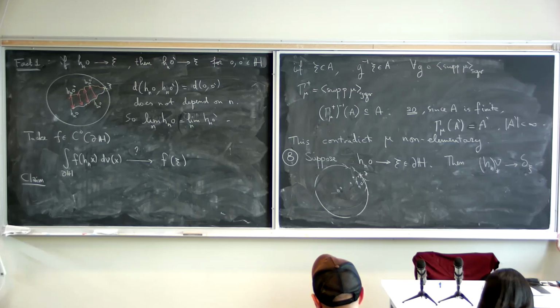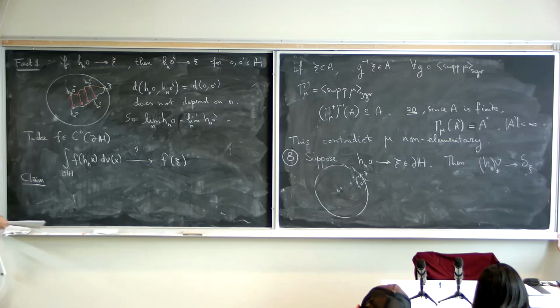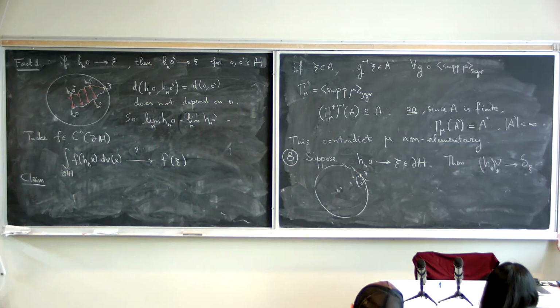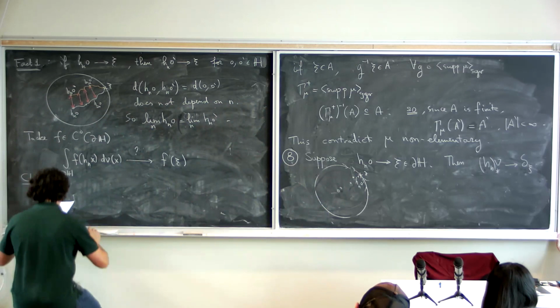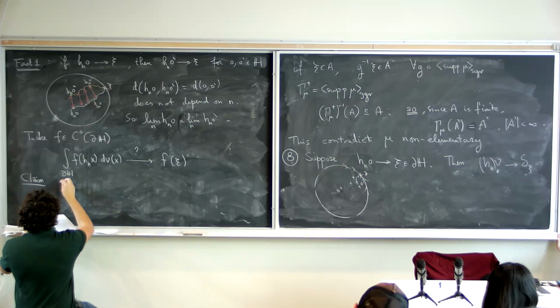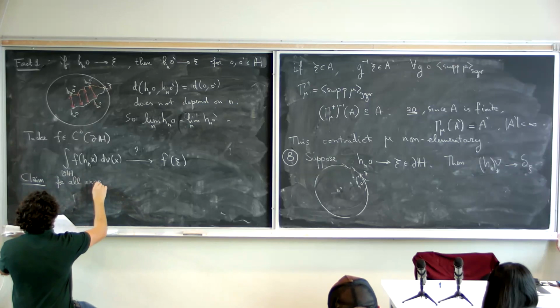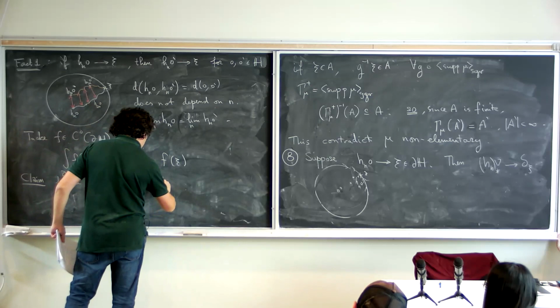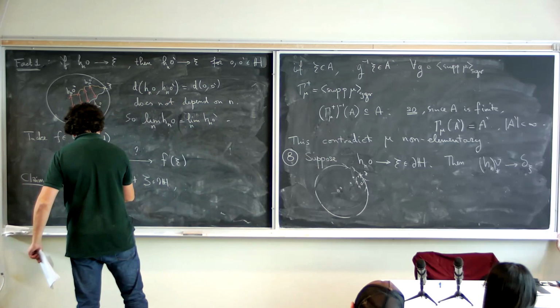that on the boundary, almost everything converges to Xi, except for at most one other point. So let's see. The claim is, for all except one point, let's call it zeta, in the boundary, for all x other than that point, h_n x also converges to Xi.